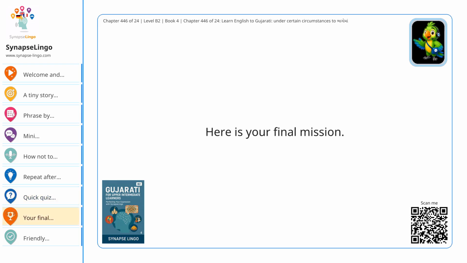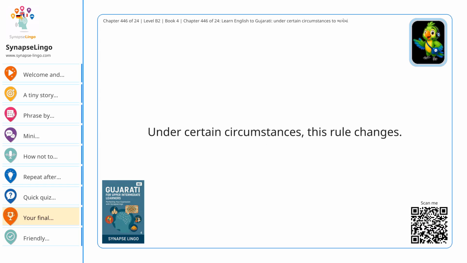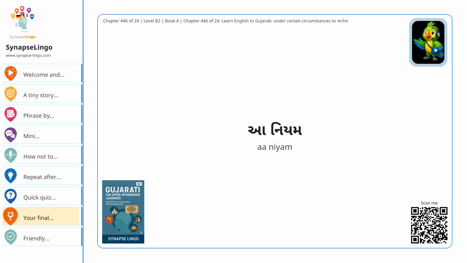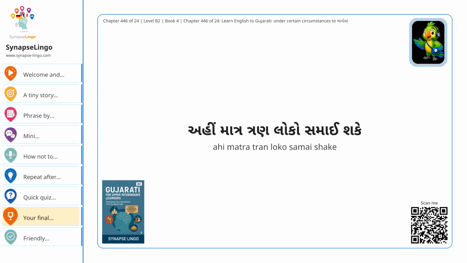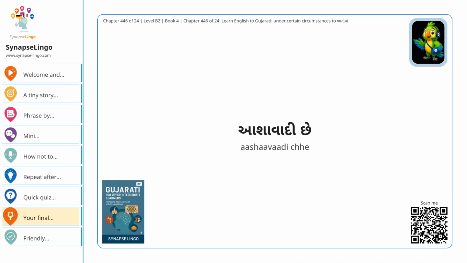Your final challenge. Here is your final mission. Try to imagine your own sentence for each phrase before listening to mine. Under certain circumstances, this rule changes. આ નિયમ, ચોક્કસ પરિસ્થિતિઓમાં, બદલે છે. We can change the plan if necessary. અમે યોજના બદલી શકીએ, જરૂર પડે તો. At most, only 3 people can fit here. વધુમાં વધુ, અહીં માત્ર 3 લોકો સમાઈ શકે. His opinions are tendentially optimistic. તેના મત, વલણ રૂપે, આશાવાદી છે.